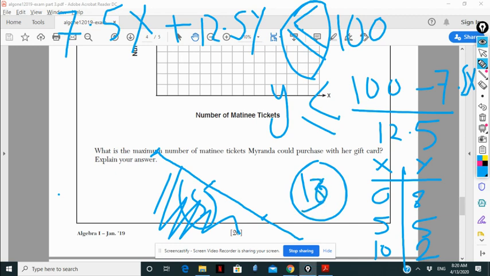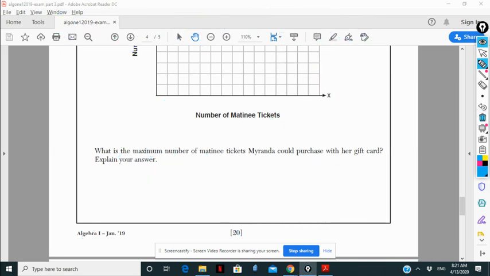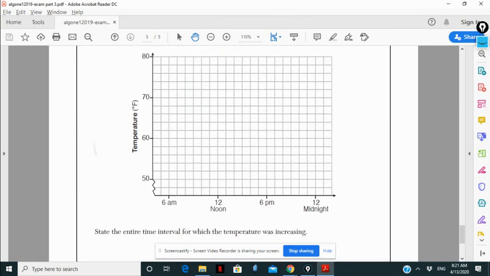What I did, I assume she will not buy any evening, so she's going to buy everything on matinee. So the whole gift card is going to be for matinee. So I divided the 100 by 7.5. It's giving me 13.3. Since I can't have a part of a ticket, I cancel this fraction and it's going to be 13. Yeah, that's the last question.